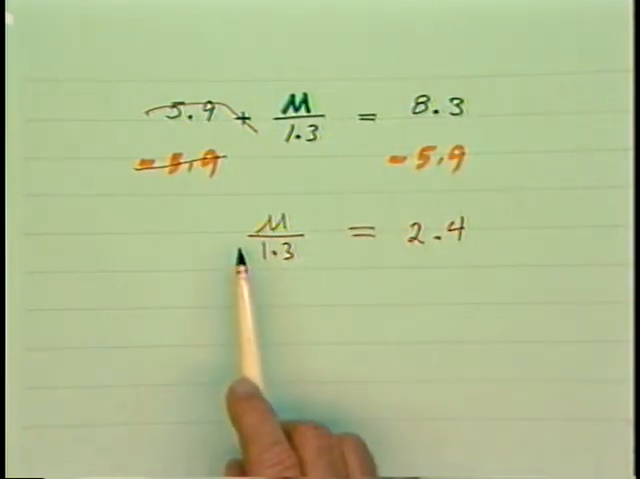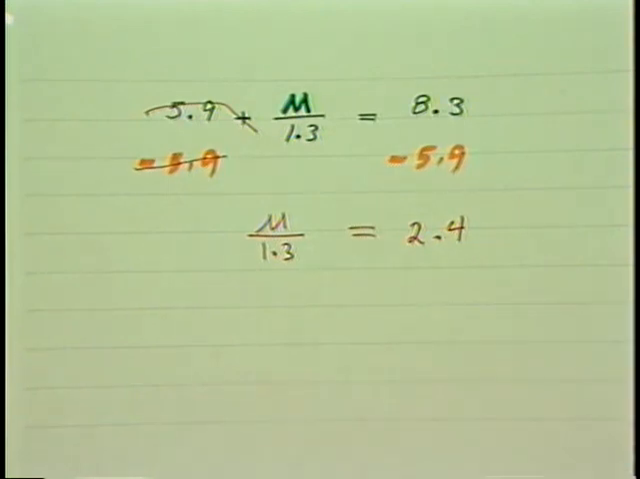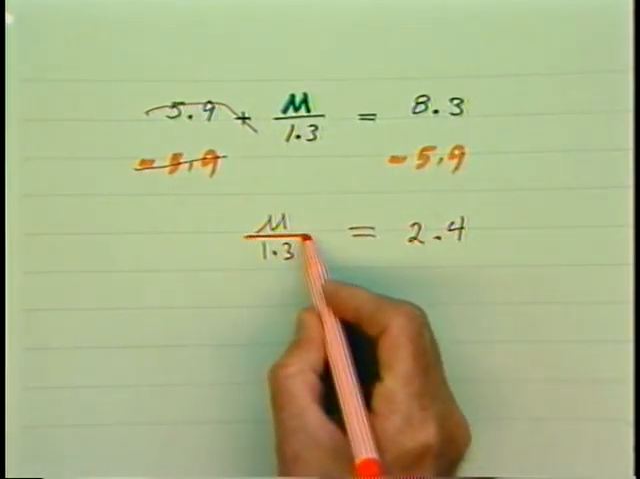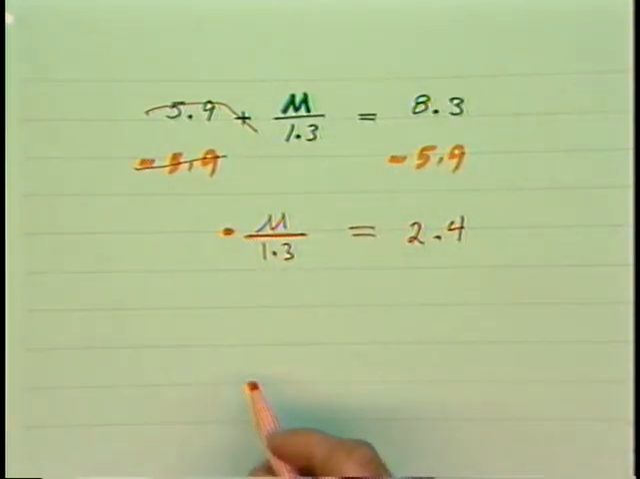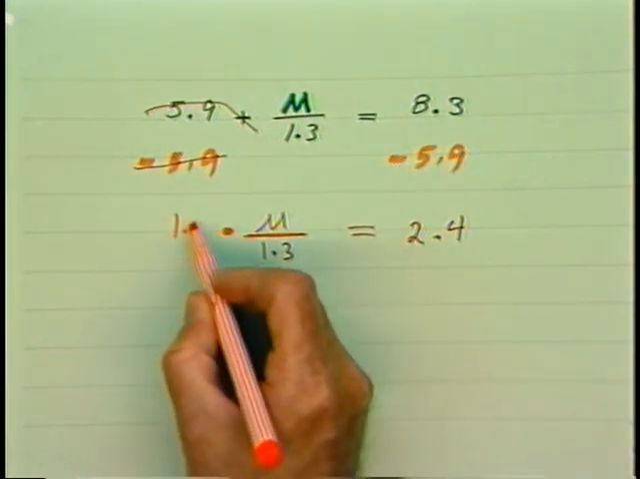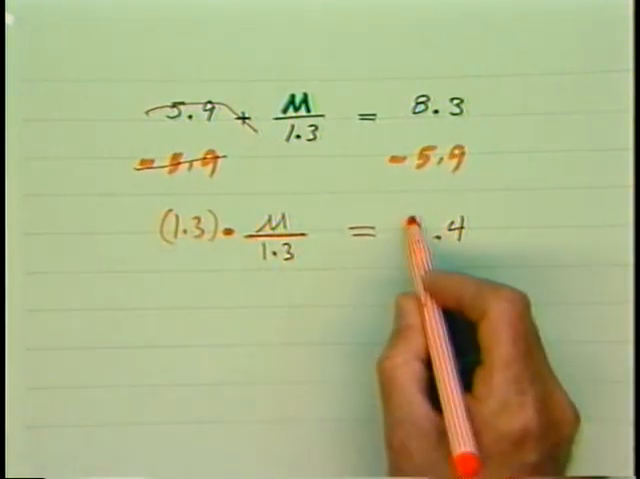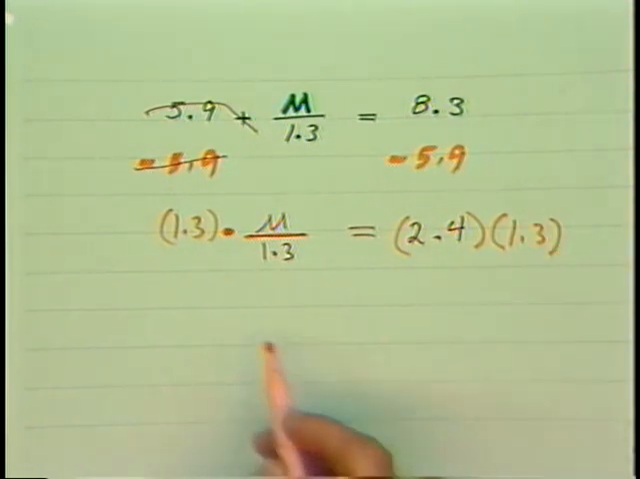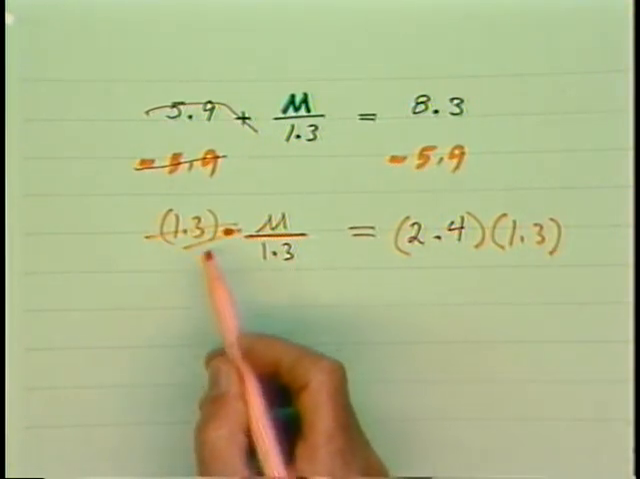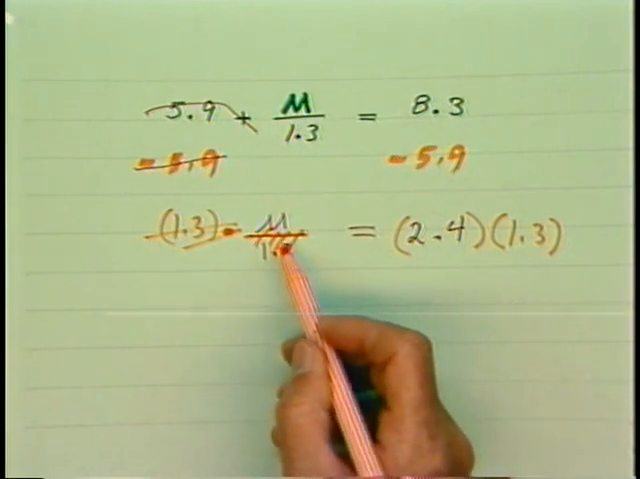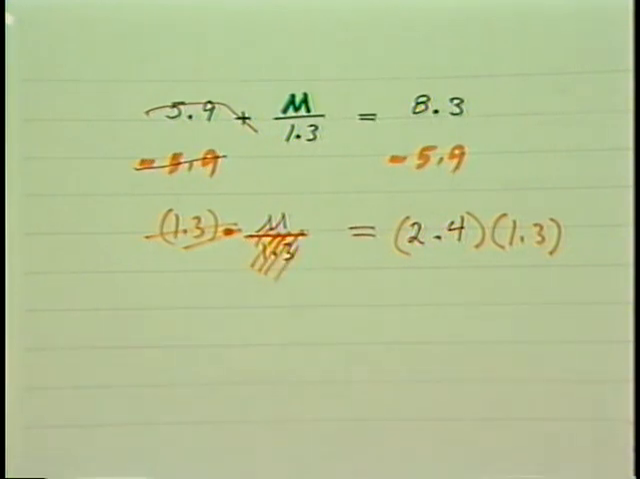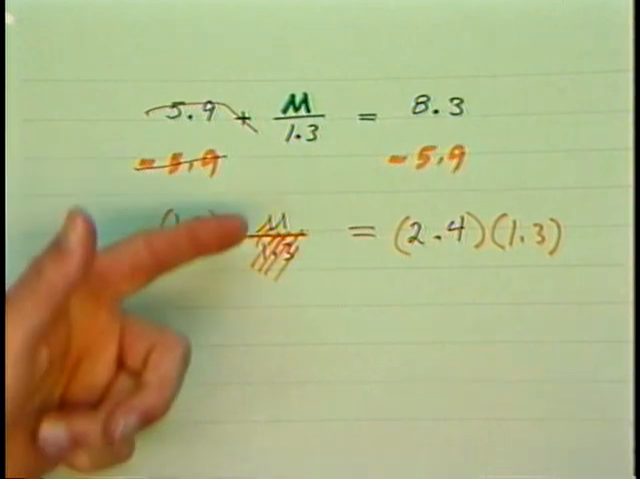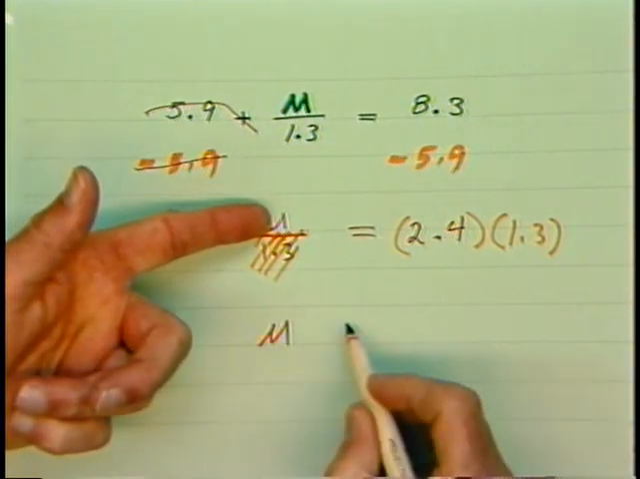Now there's only one operation to undo, and you undo dividing by multiplying, and of course by 1.3 here. Then I must multiply the other side by exactly the same amount. So the multiplication undid the division, and I finally isolated my variable.